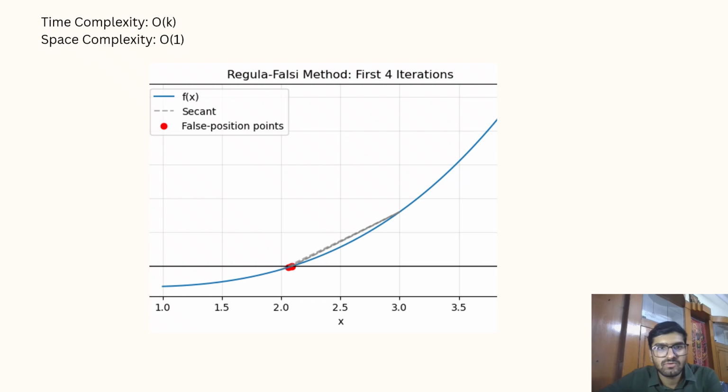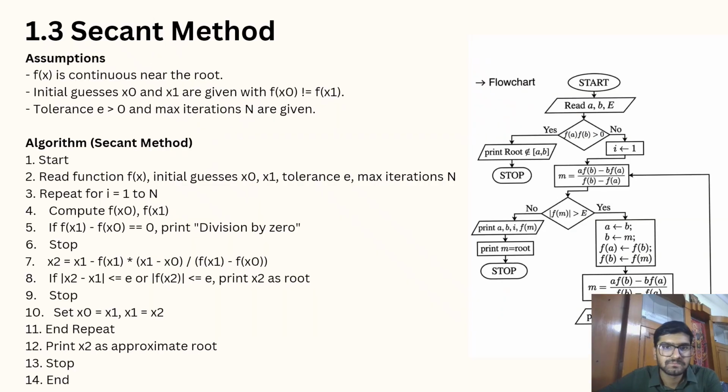Then the time complexity for the given algo slash flowchart is big O of k, and the space complexity is big O of 1. The graph here represents the four iterations of the following, showing how the value of m is changed through the four iterations. You can see there is not much change in this, and from the first iteration it is finding the almost approximate value. Now the third method, the secant method.